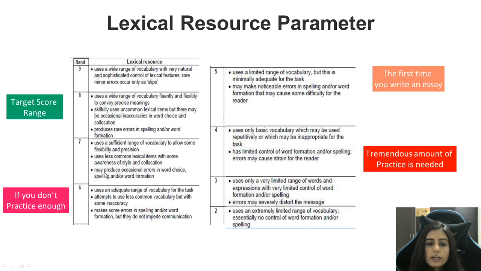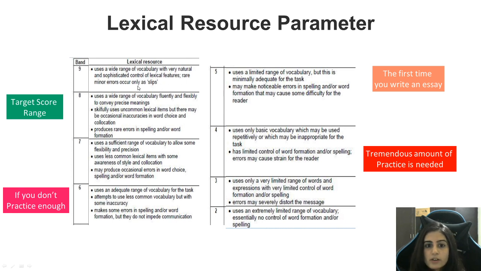The third thing is may produce occasional errors in word choice. Your word choice might be incorrect, and there could be spellings and errors with word formation. So this is what you might do or might commit in case you're scoring a 7 band score. So we should also be avoiding these things, and ideally we should use wide range of vocabulary with very natural and sophisticated control of lexical features.